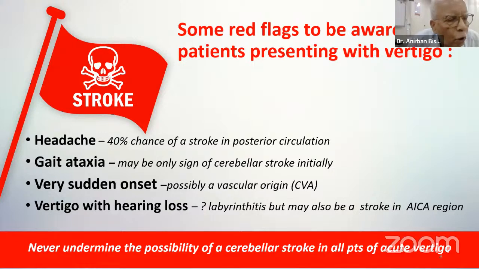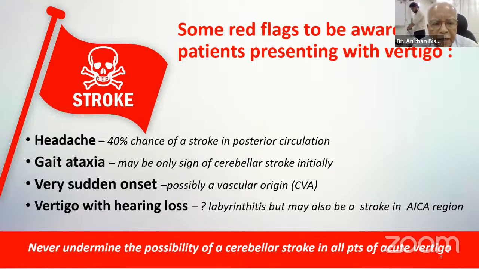Migrainous vertigo will also present with headache, but that headache will not be so severe. And moreover, in migrainous vertigo the patient will have a past history of headaches also. But if there is no past history of headaches and the patient has come with sudden severe vertigo, head spinning with some amount of instability and severe headache, it is possibly a cerebrovascular accident, maybe a hemorrhage in the posterior fossa. If there is gait ataxia, it may be the only sign of a cerebral stroke initially.